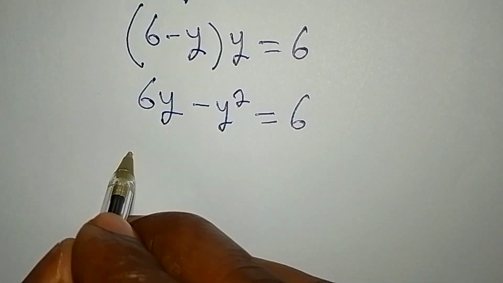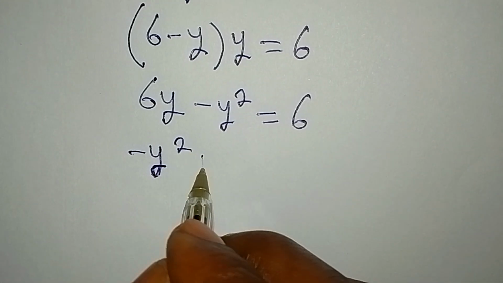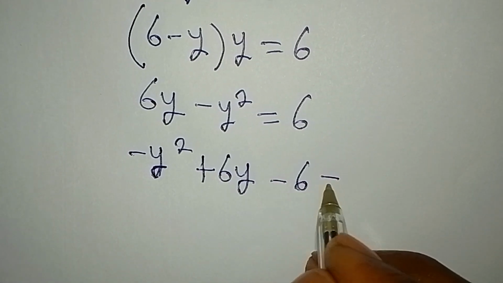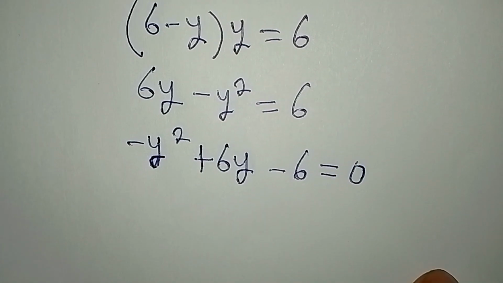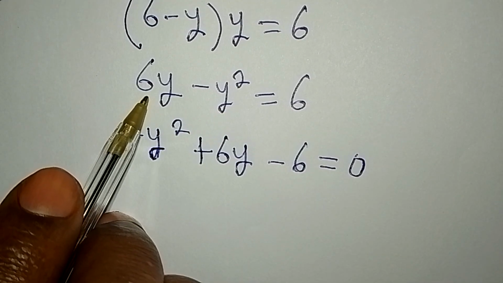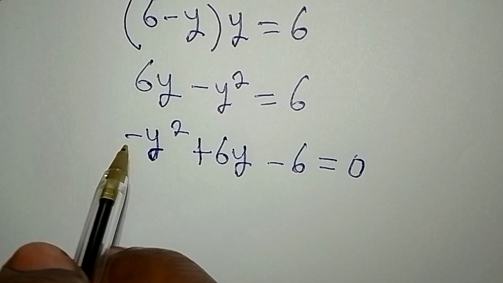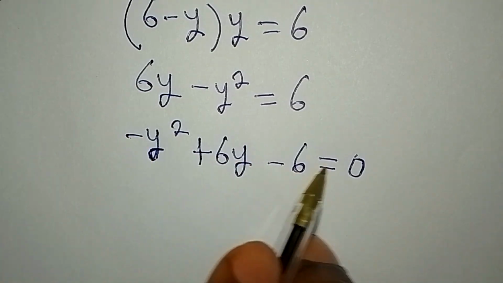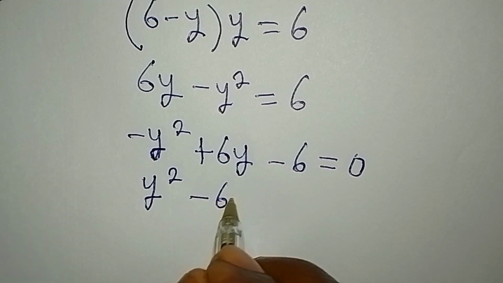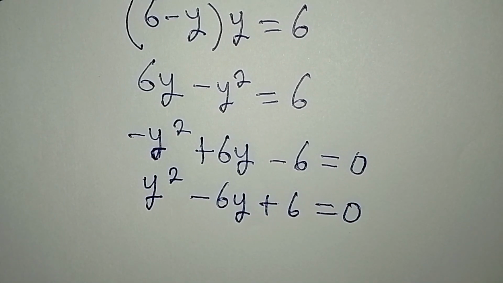Okay, let me write minus y squared first, then plus 6y, then the 6 comes to the left to become negative 6, and this is equal to 0. Now remove this negative by multiplying everything by minus 1 so that we can have y squared. This will turn to minus 6y and this will turn to plus 6. This is equal to 0.